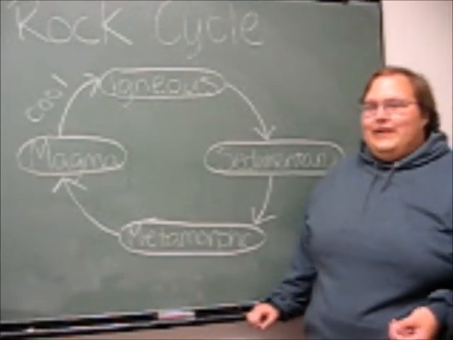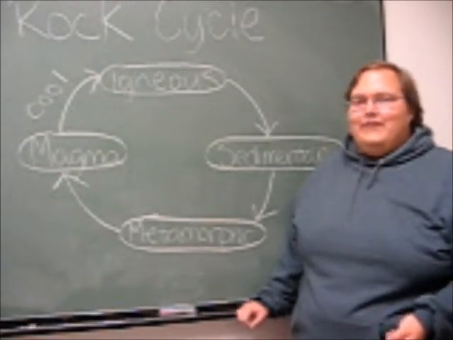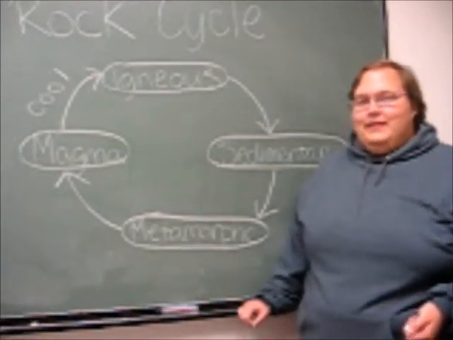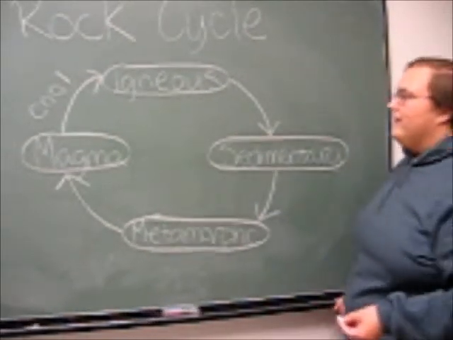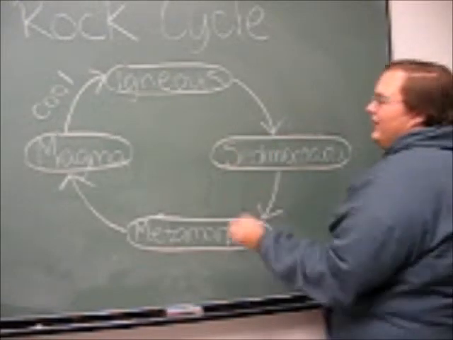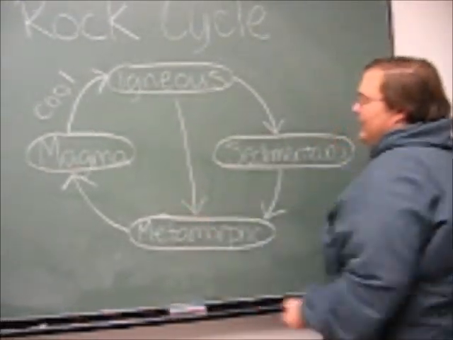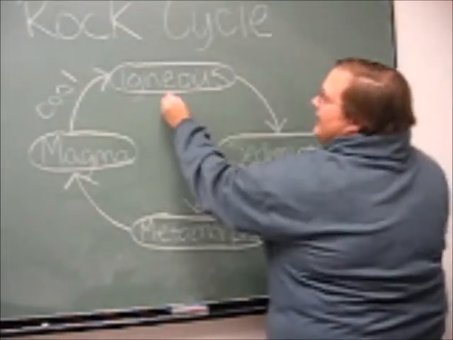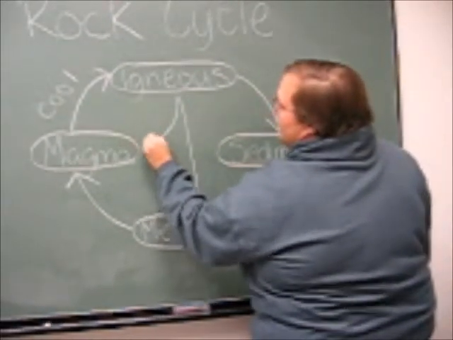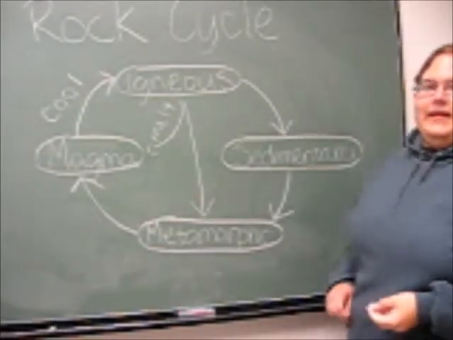An example of an intrusive igneous rock would be granite, and an example of an extrusive igneous rock would be obsidian. Igneous rock can then form into sedimentary rock by weathering, and it can turn into metamorphic rock with intense heat and pressure, and it can remelt back into magma and form a new igneous rock.